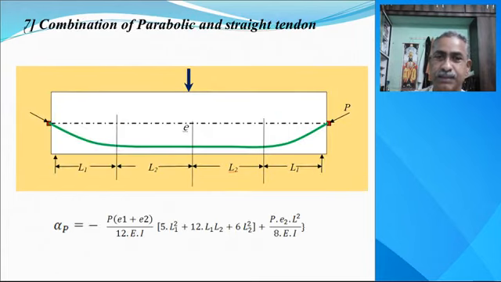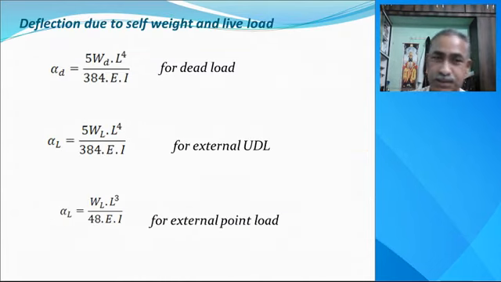And the last case, a combination of parabolic and straight tendon. In that case alpha P is equal to minus P (e1 plus e2) divided by 12 EI in bracket (5 L1 square plus 12 L1 into L2 plus 6 L2 square) plus P e2 L square divided by 8 EI. This is the deflection due to the prestressing force, where the cable profile is partly parabolic and then straight, again parabolic, like that.